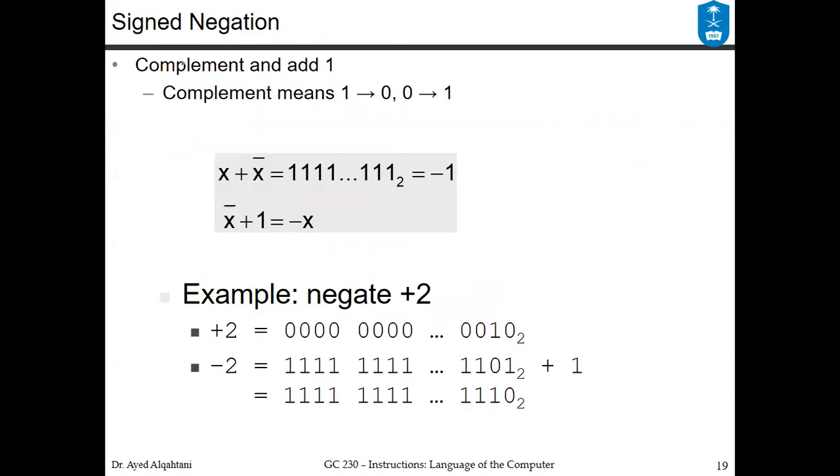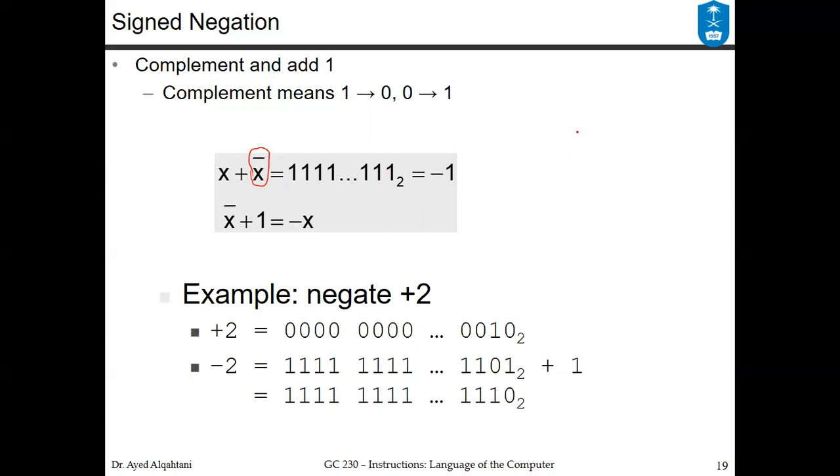Now the sign negation. How to get the 2's complement? To get the 2's complement, there is a property that you need to make sure of. If you have a variable x and you add x bar to it, meaning you add its complement, which is actually called the ones complement, where you flip all the bits, you will end up with minus 1, which is ones everywhere.